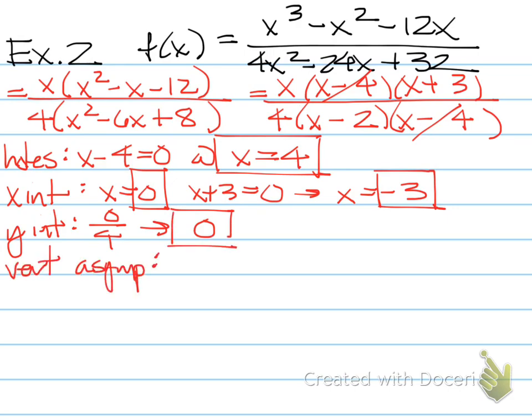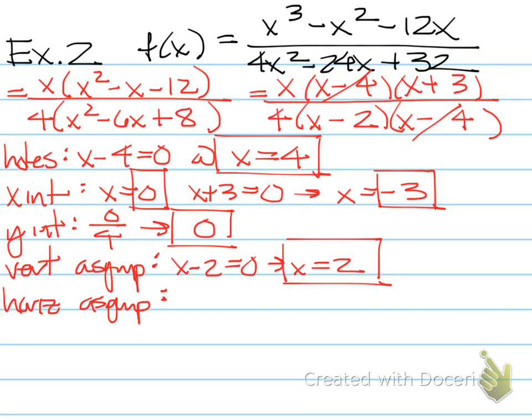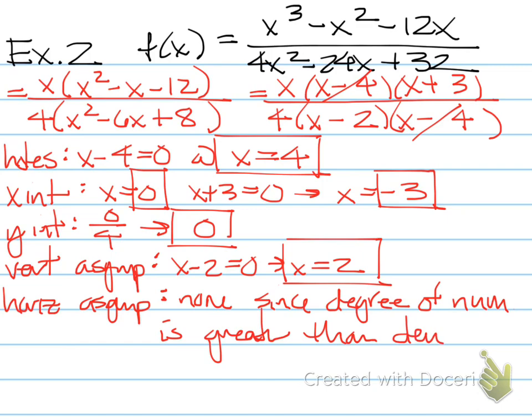Vertical asymptote, we set the factors in the denominator equal to 0. The only factor that we have left is the x minus 2. So when we set that equal to 0, we get x equals 2. Horizontal asymptote, there is no horizontal asymptote since the degree of the numerator is higher than the degree of the denominator.